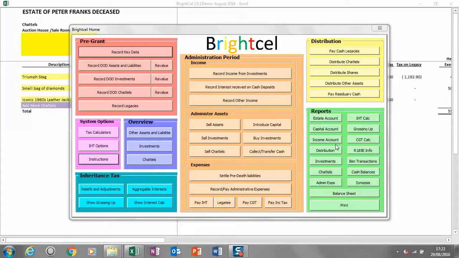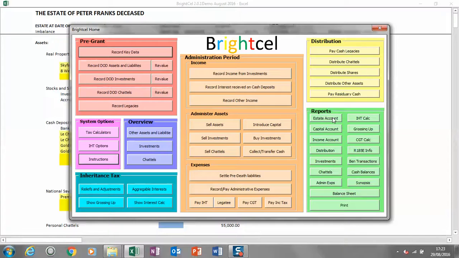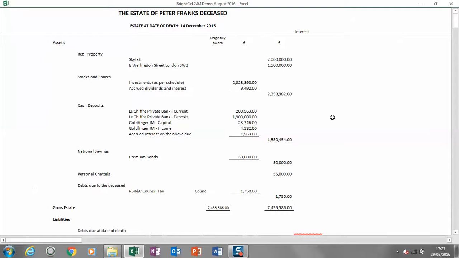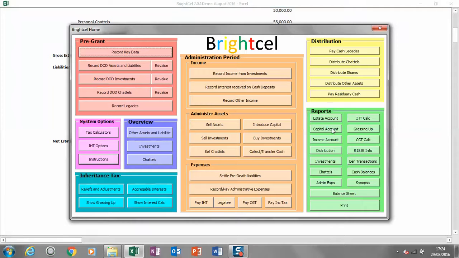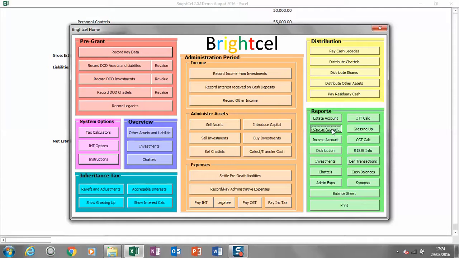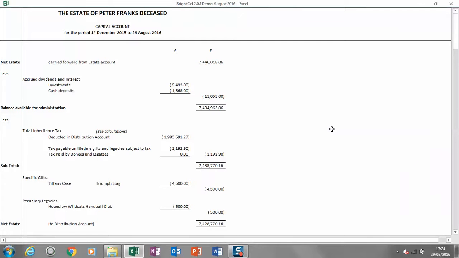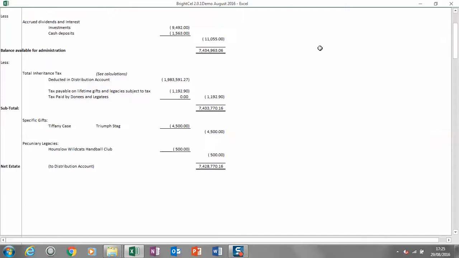So let's have a look at some of the reports. All of these reports can be accessed at any time. Ones I want to look at now are the estate account. Click on that. That's what your estate account's looking like at the moment. The capital account, which at this stage isn't going to have very much to say, well, it's got the inheritance tax on there, which has already been included, calculated.